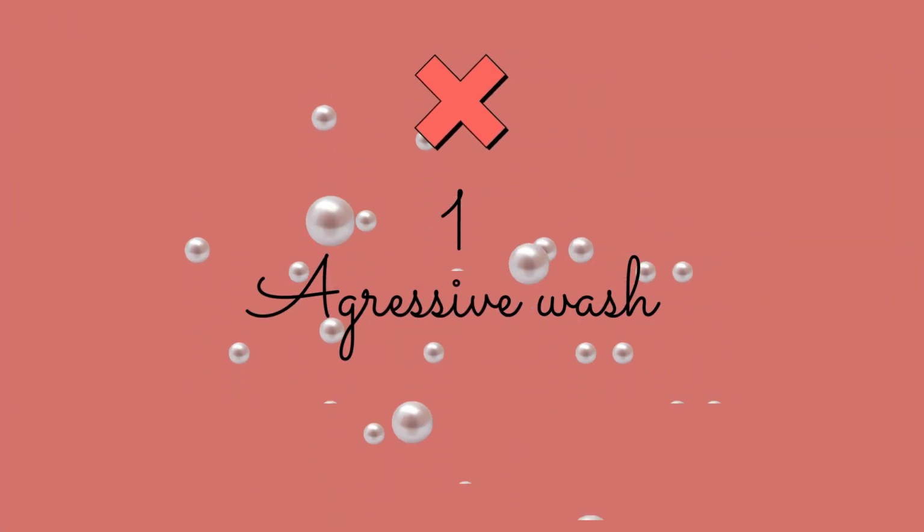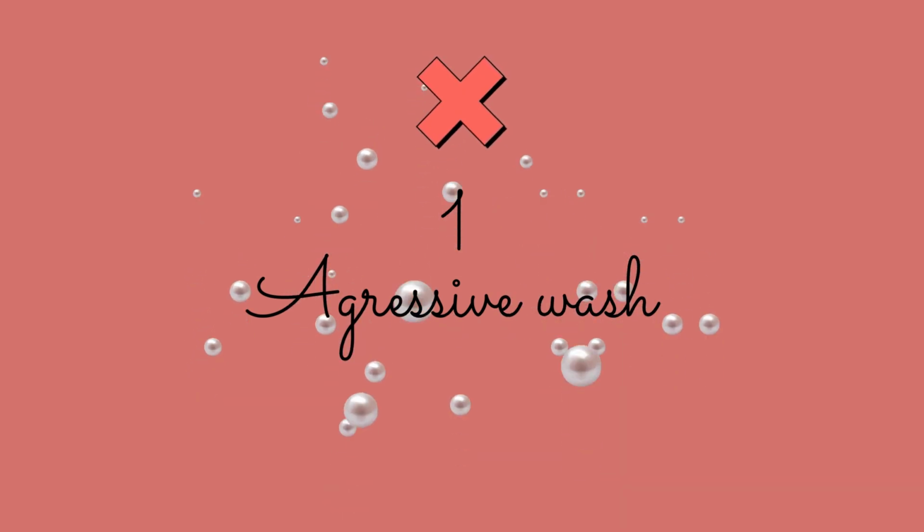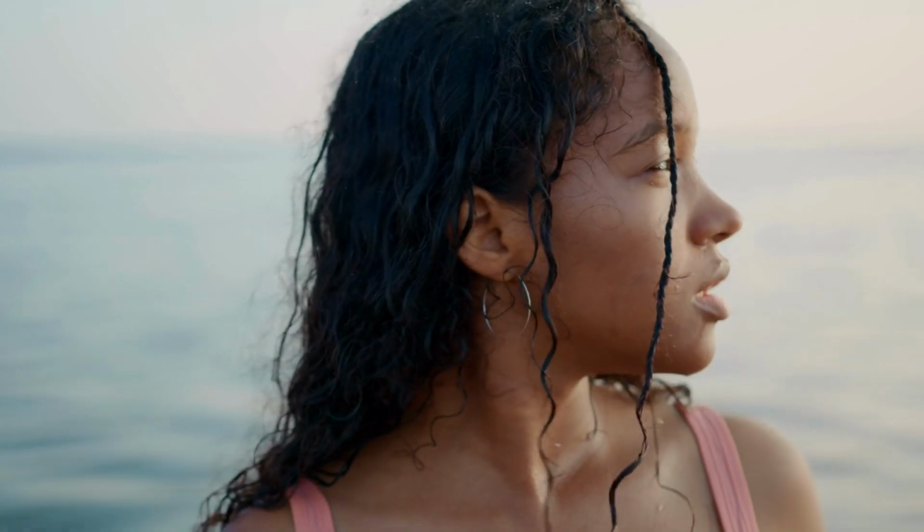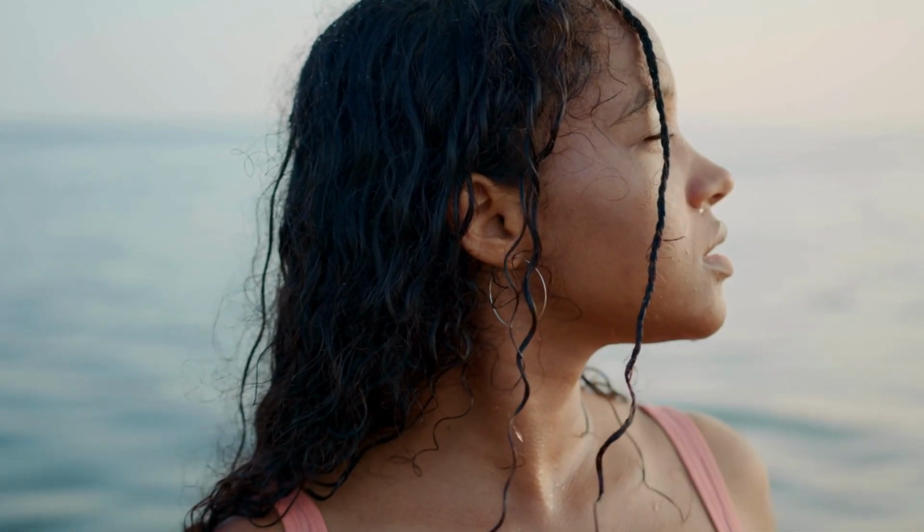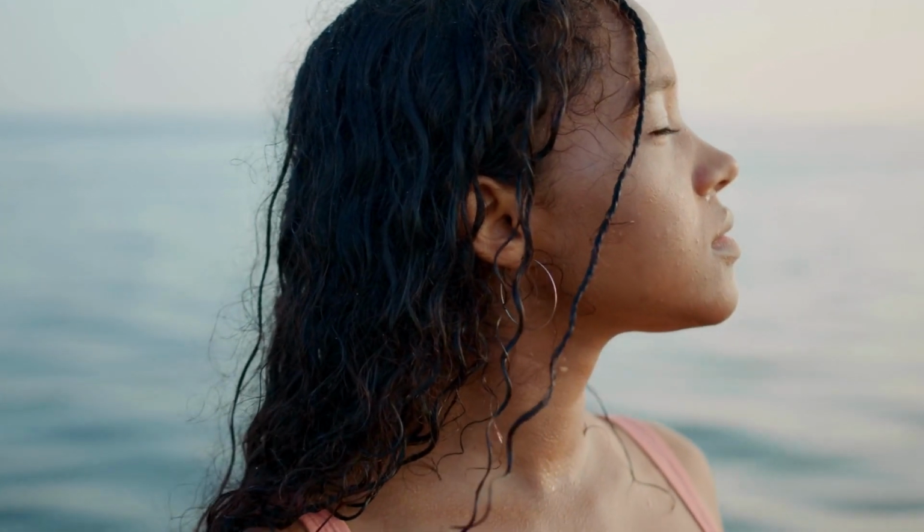Bad habit number 1: washing your hair aggressively. When the hair is wet, it is when it is the most vulnerable. Aggressive wash will affect the cuticle and the cortex of your hair and may even cause the hair to break.